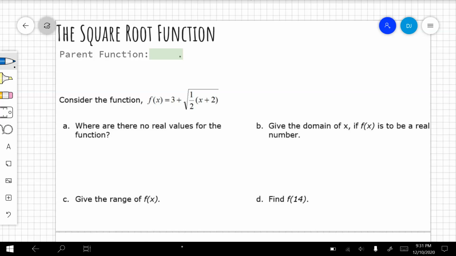Otherwise, keep going. So the parent function for a square root function is just y equals the square root of x, or f of x equals the square root of x. Now, when we talked about this at the beginning of the school year, we talked about parameter changes as far as the equation moving left, right, up, and down.